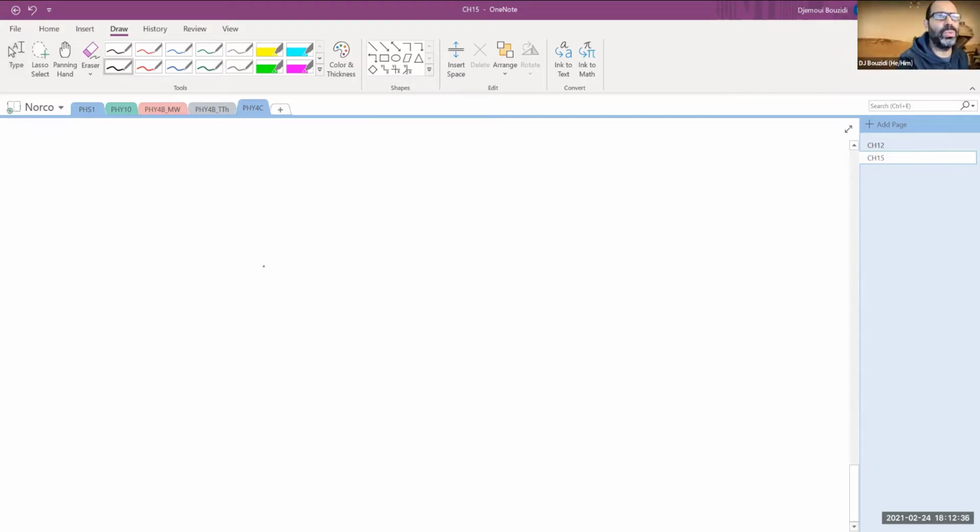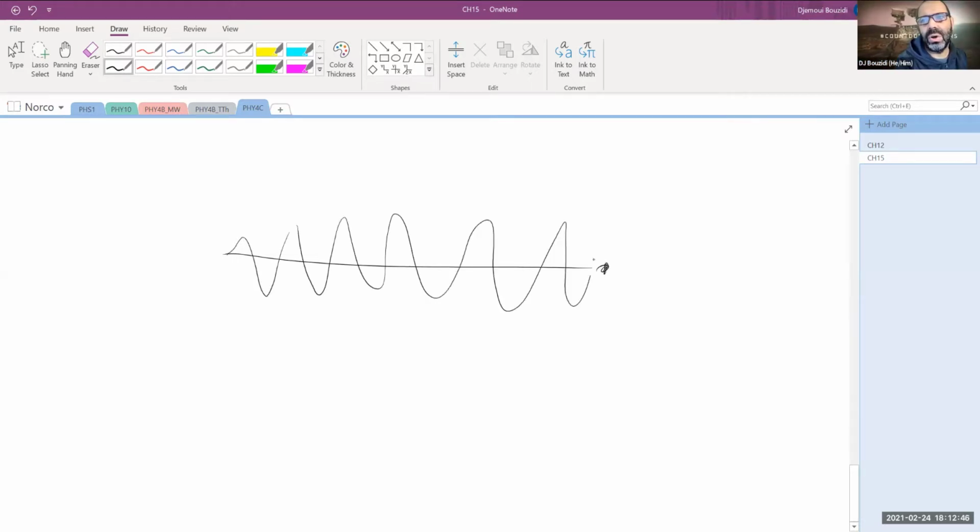So here is the situation. What we're doing now, we have a string. Let's say it's fixed from one side and you create a disturbance in it. The disturbance will travel in the string, reach the other side, and probably bounce back, and so on and so forth. It doesn't have to be fixed on the other side. It could be open too.